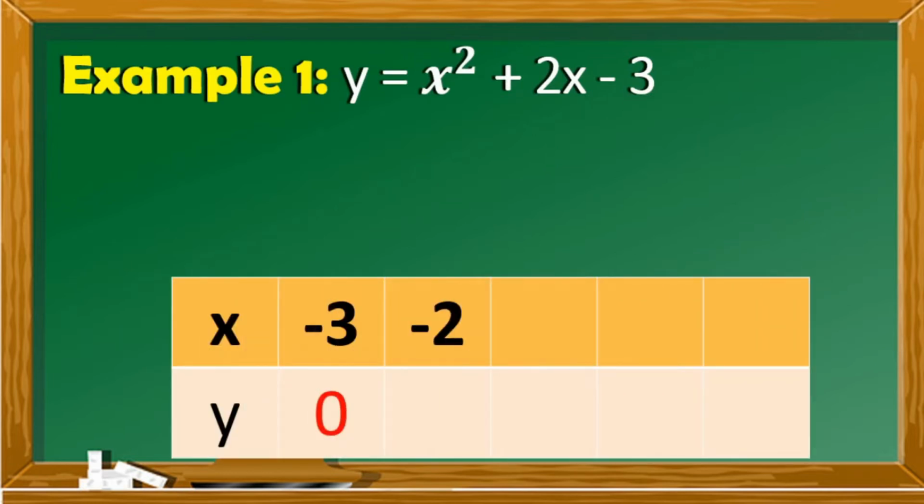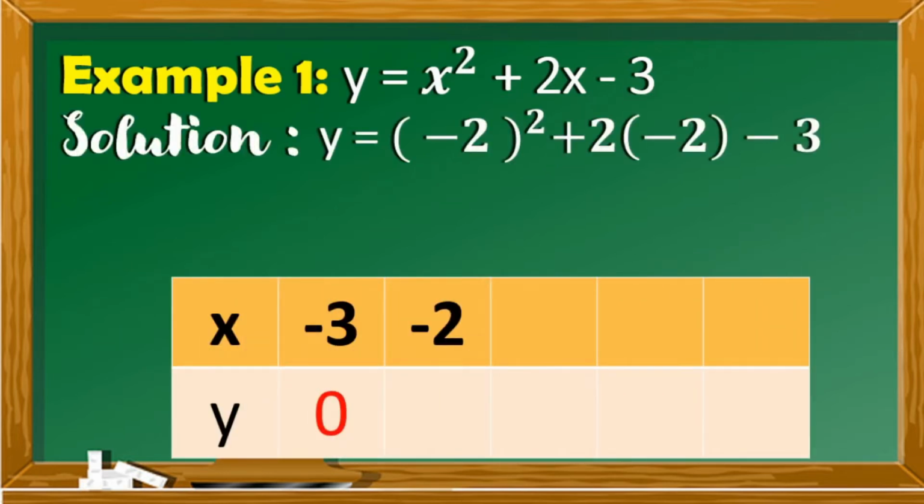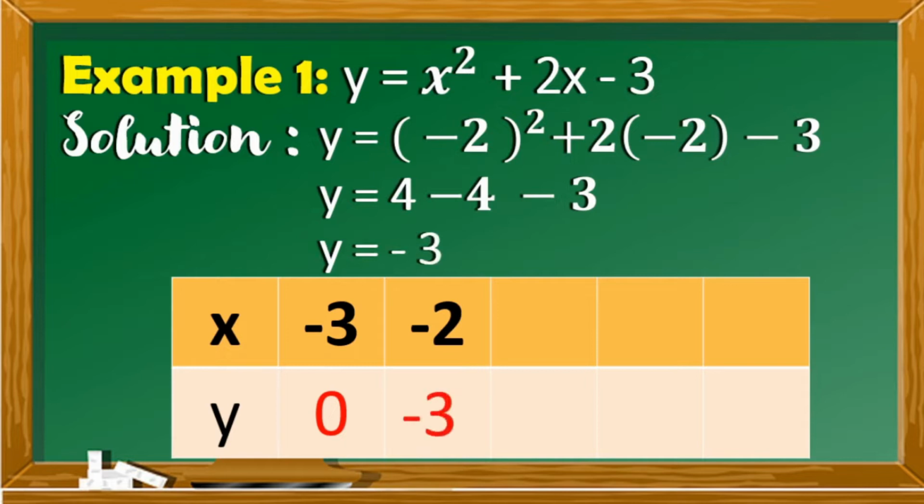If x is equal to -2, then replace all x by -2. Showing our solution, y = (-2)² + 2(-2) - 3. (-2)² is positive 4. 2 times -2 is -4, minus 3. Performing the operations, y is equal to -3.